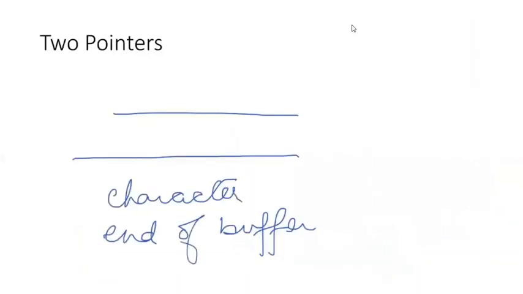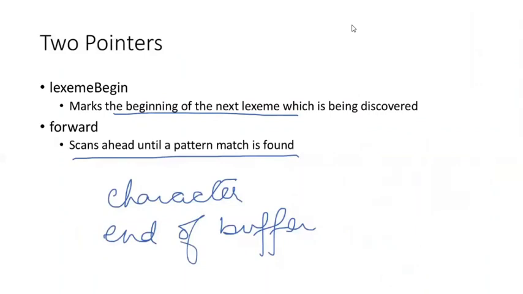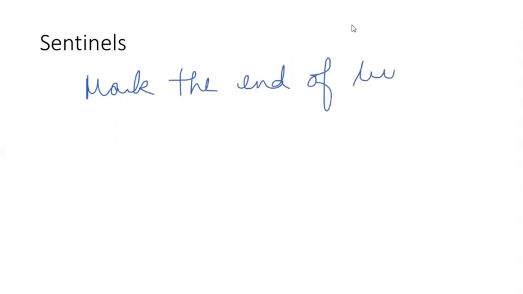Now, at any point of time, like I said, the pointers will have to keep track of two things. One is what is the character read, and the other is whether it has reached the end of the buffer. So to make this process faster, or to make this code more efficient, some special characters called sentinels are used. A sentinel is like the end marker of the buffer. It will mark the end of the buffers.